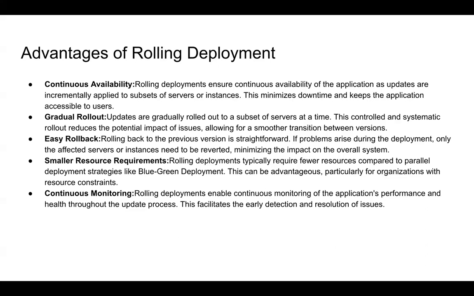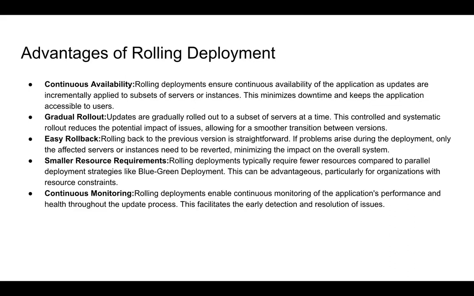Next, we have smaller resource requirements. Again, they compare it to blue-green deployment. So rolling deployments typically require fewer resources compared to parallel deployment strategies like blue-green deployment. So this is advantageous, particularly for organizations with resource constraints. So this does not require two separate work environments, just one is good enough, which makes it less costly as well.